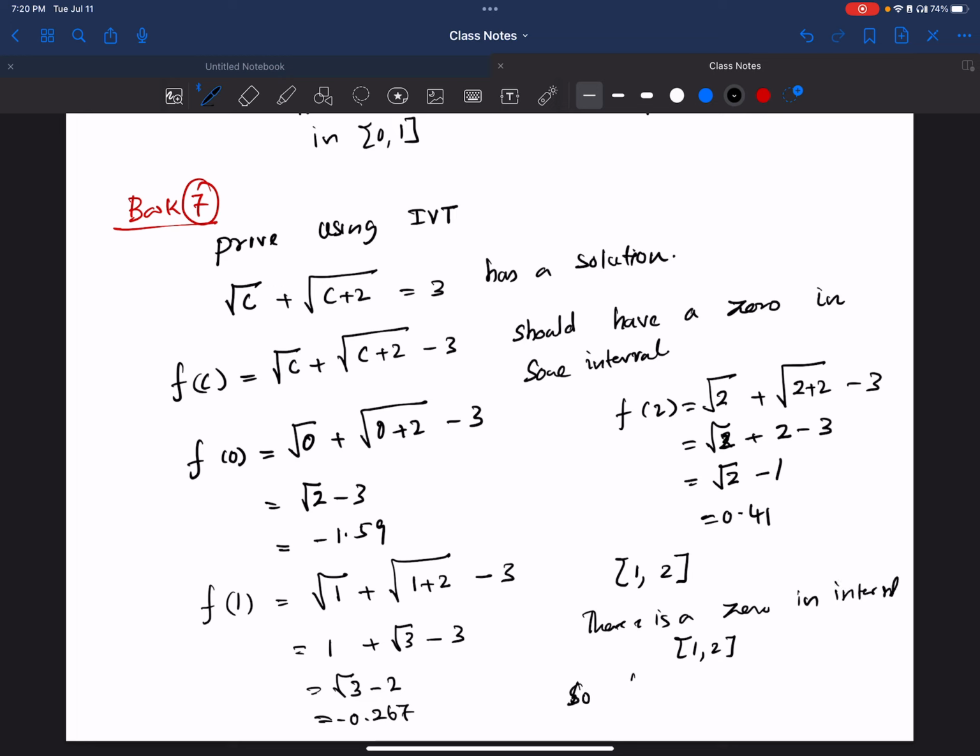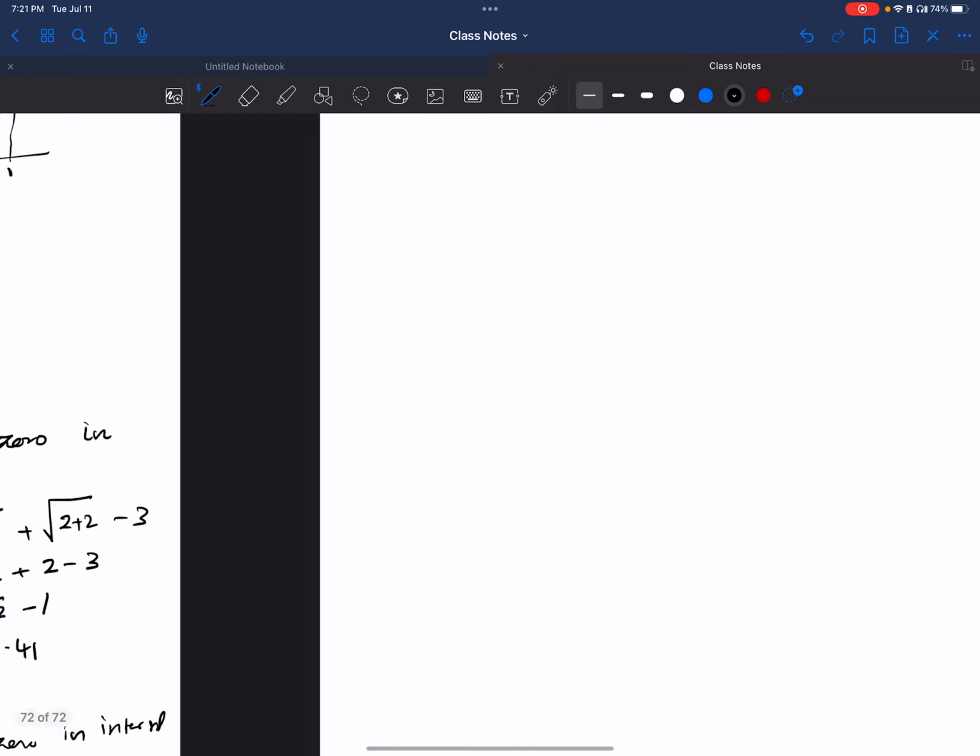So f(c), this expression equals 3, has a solution. Okay, that's how you do this kind of problem. Let's take another problem.